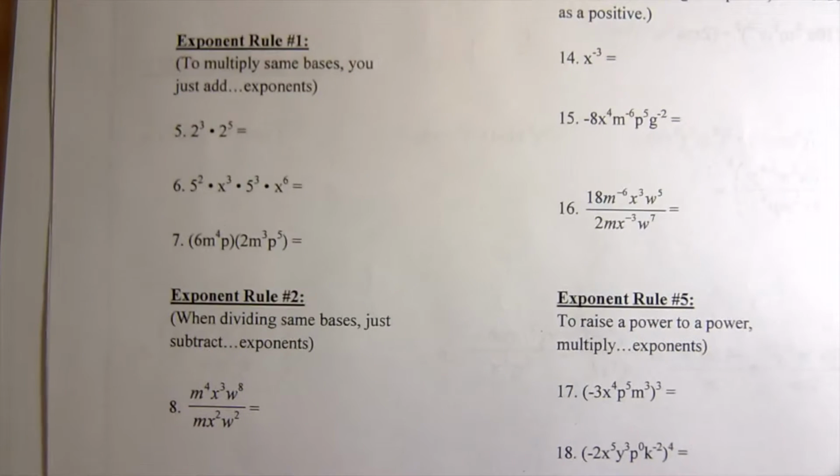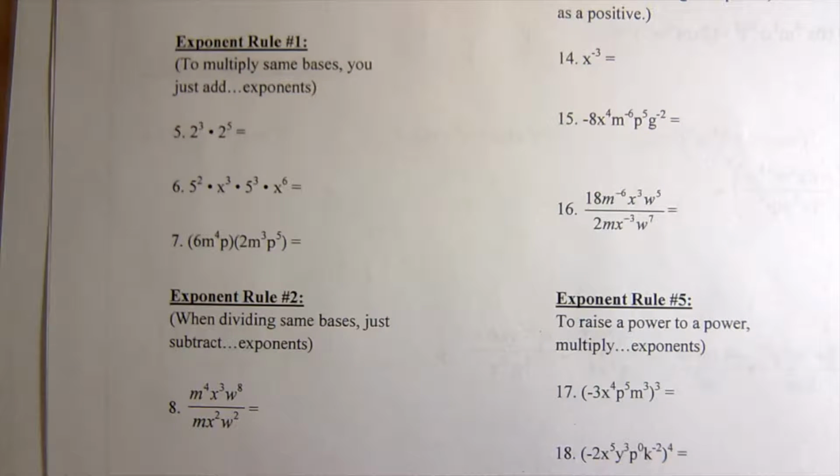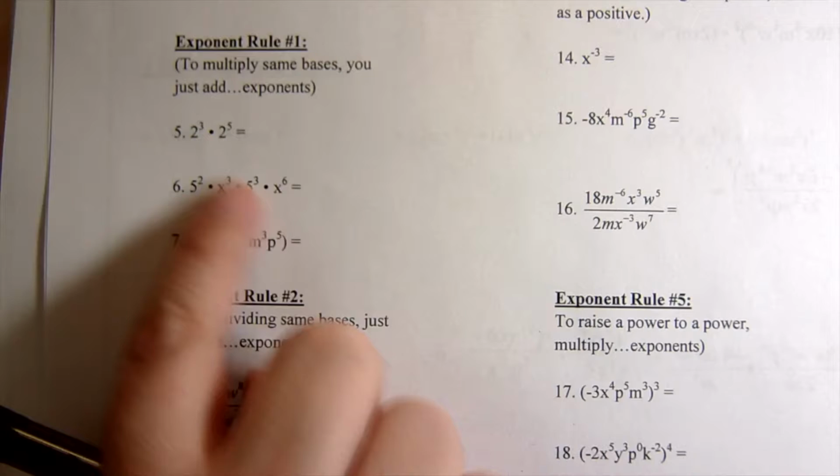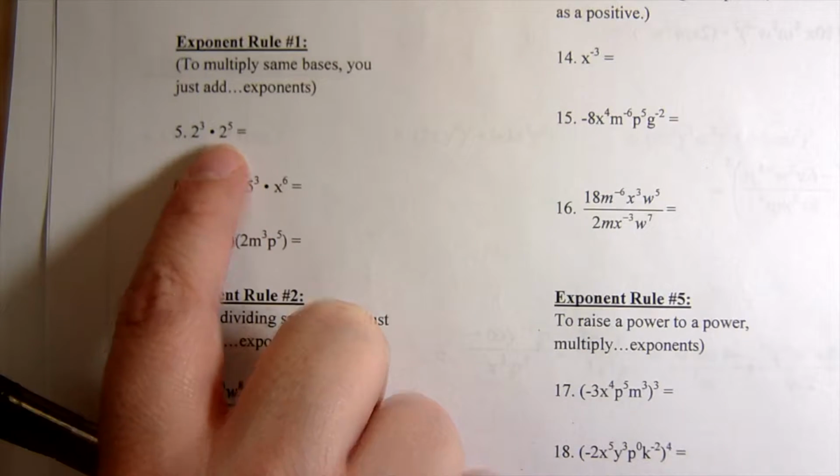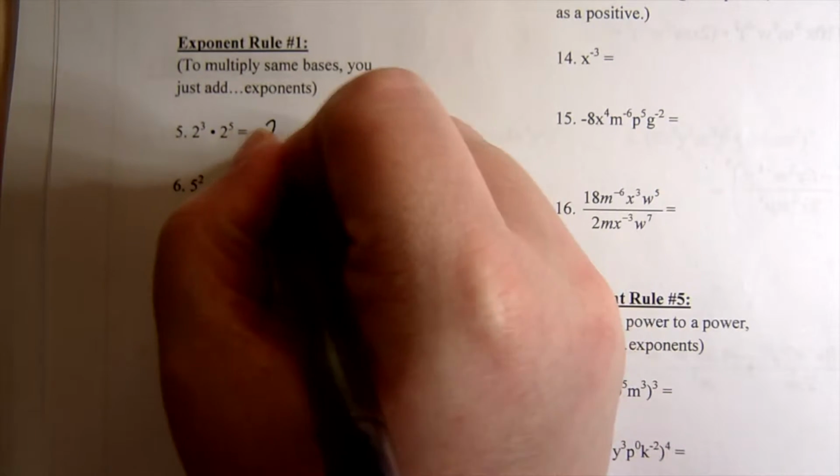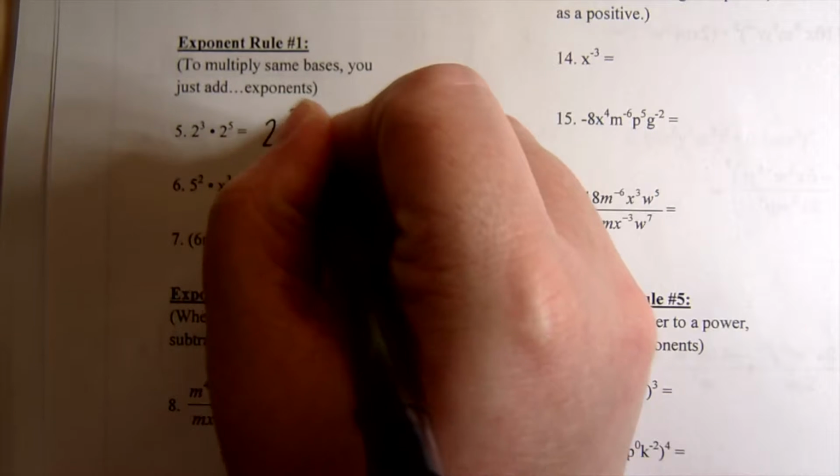So now we are multiplying same base with different exponents. What do I do to the exponents? Add them. So it's 2 to the 3 plus 5 power, which is 8. 2 to the 8th power.